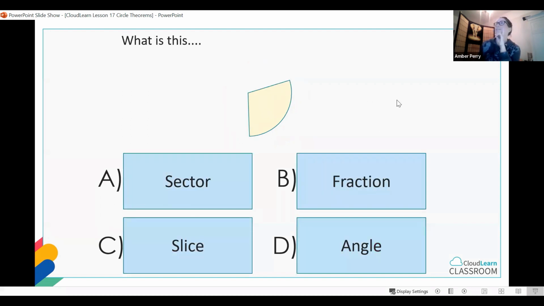Okay, what is this? Is this A, a sector, B, a fraction, C, a slice, or D, an angle?